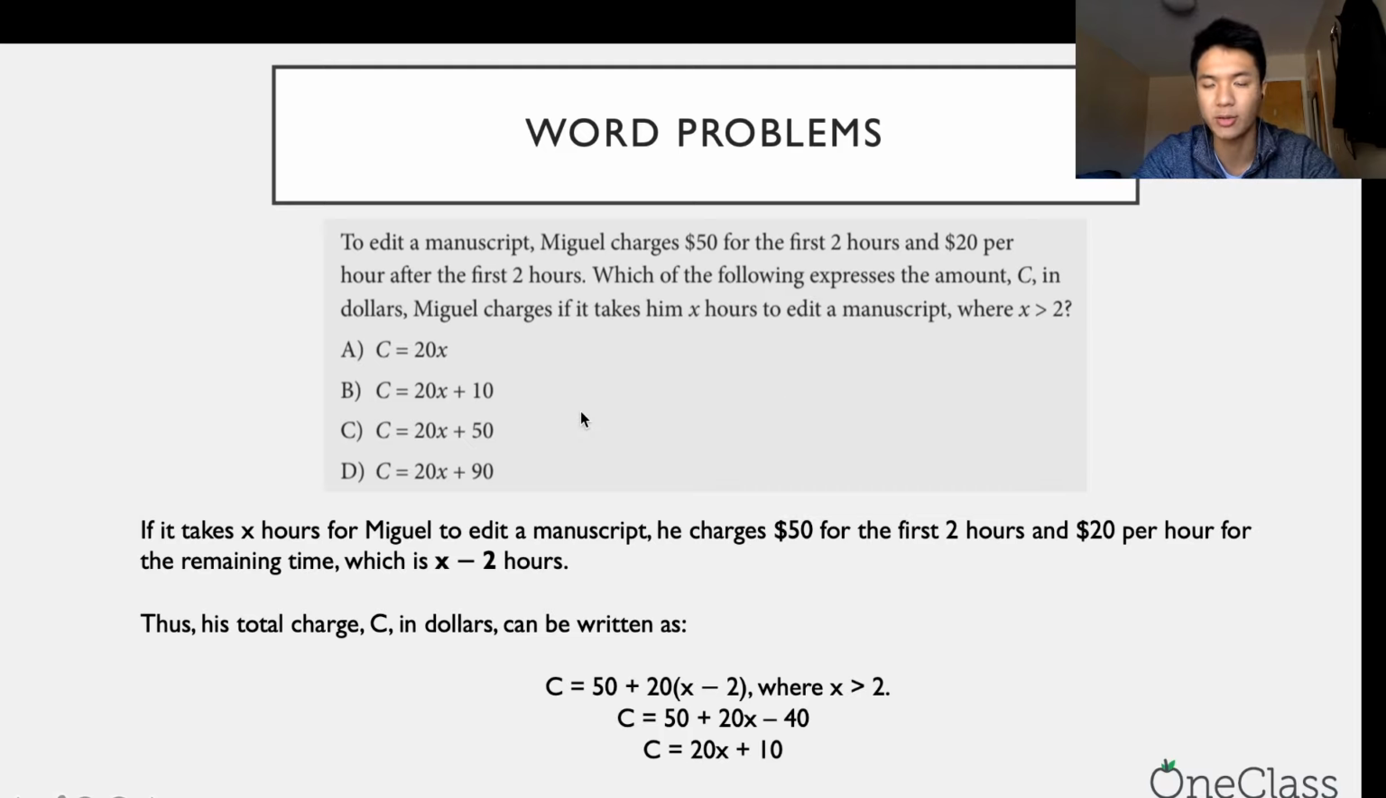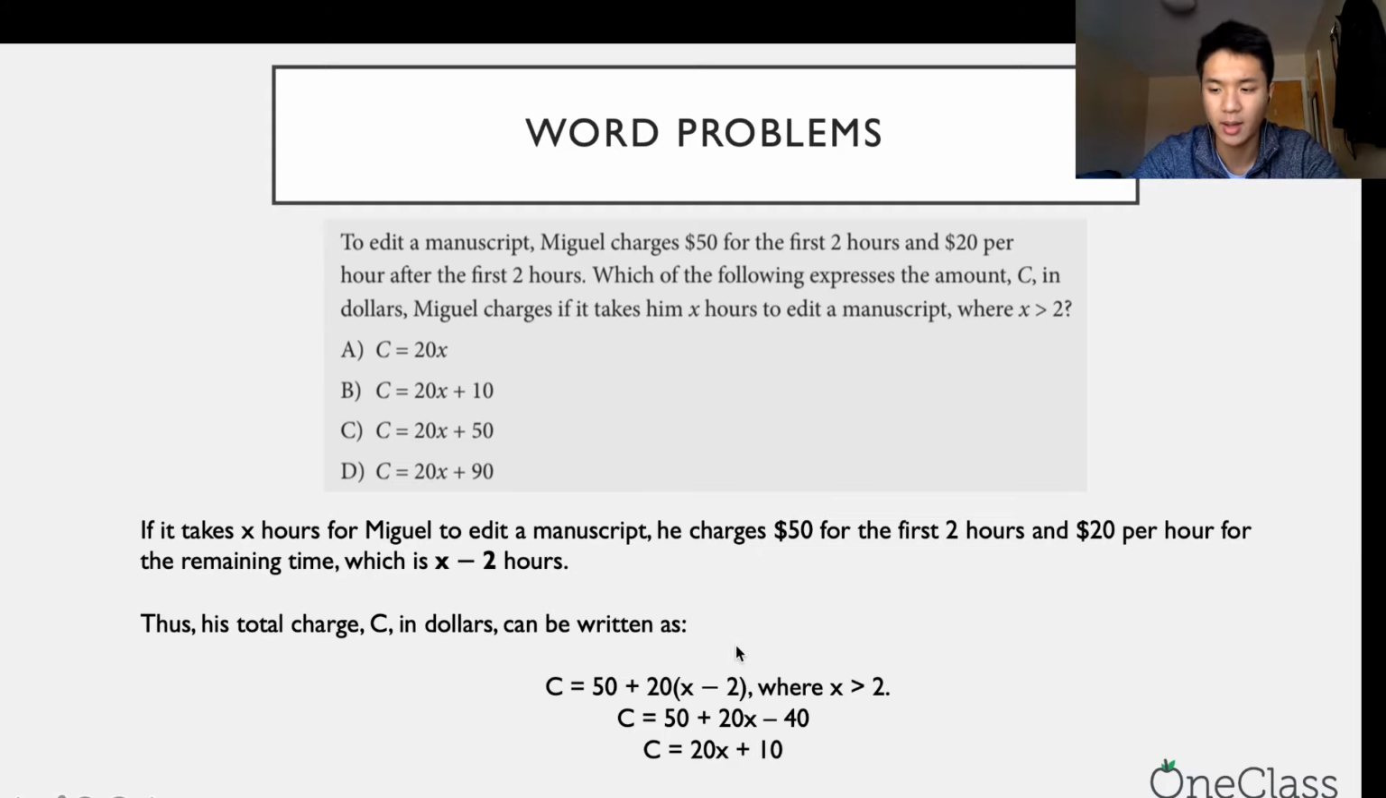So we can write that as saying, okay, well, his initial start point is going to be $50 for the first 2 hours. So 50 plus 20, which is our slope, times X minus 2, because his rate of $20 per hour only starts after 2 hours have already passed, right? So if 2 hours have passed, then his total charge is $50, which satisfies that first part of the question. And if his total time is 3 hours, then he makes 3 minus 2, so 1 hour. In that 1 hour, he charges $20. So that kind of process allows us to get to this final equation here.